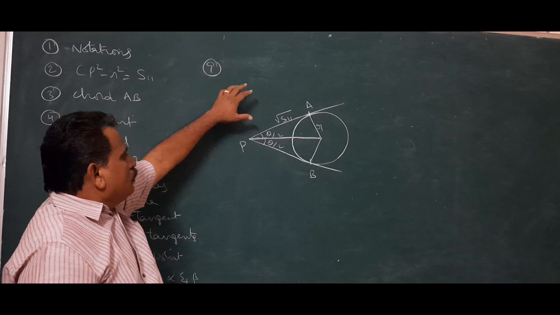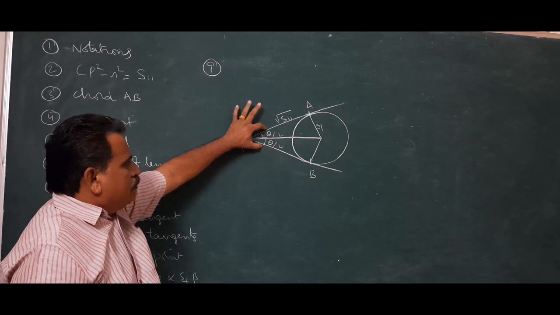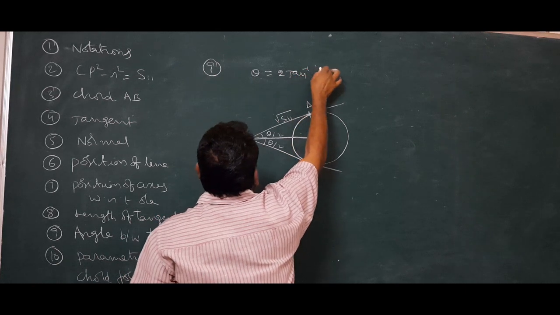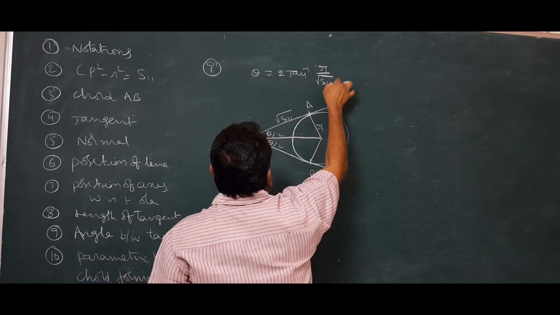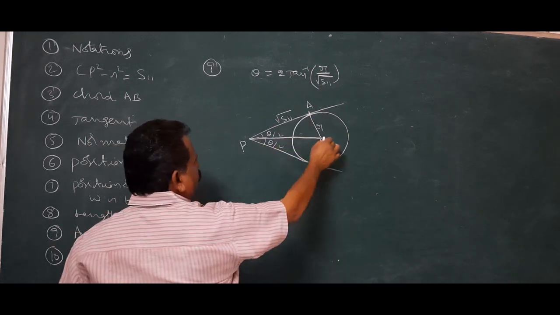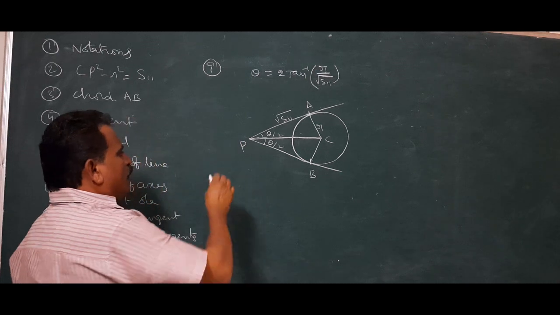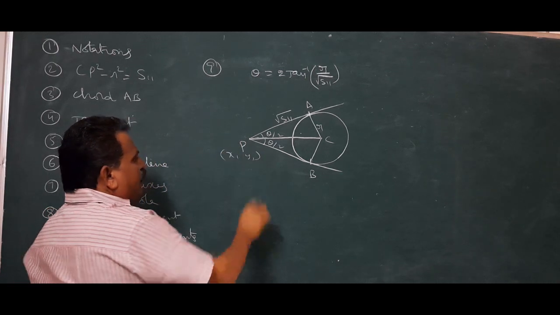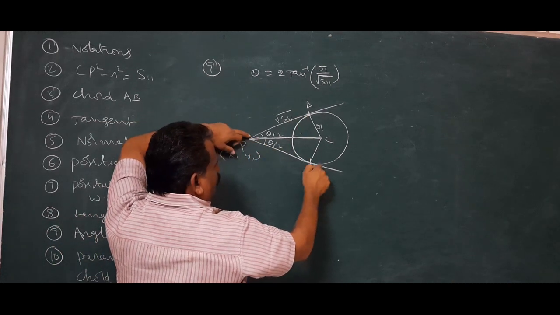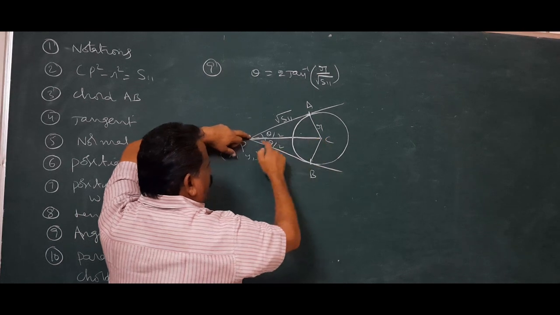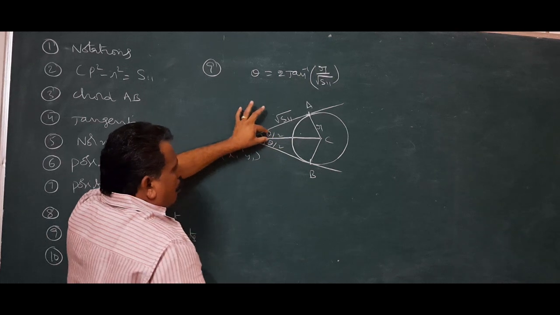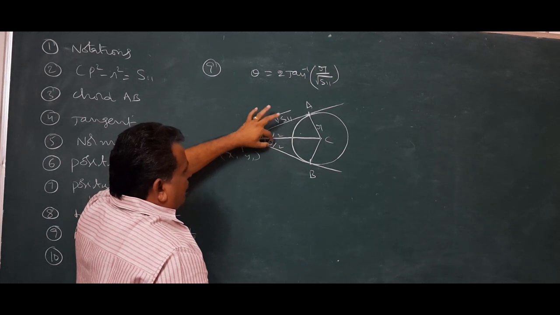Now, the angle between the tangents is theta equal to 2 tan inverse R by root S11. It's a very simple proof. Draw a circle having center C. P (x1, y1) is an external point. We can draw two tangents to the circle, PA and PB. Join AC and BC. The angle between the tangents is theta, so the half angle is theta by 2.